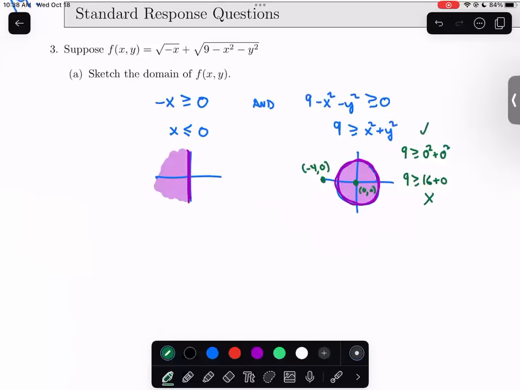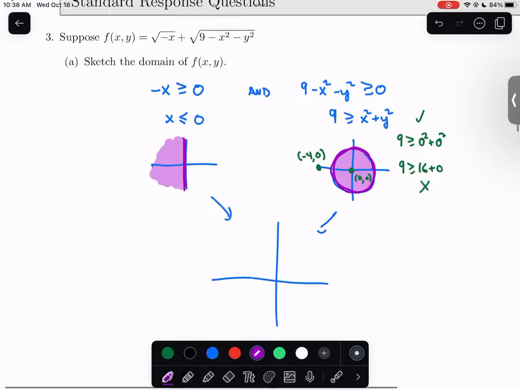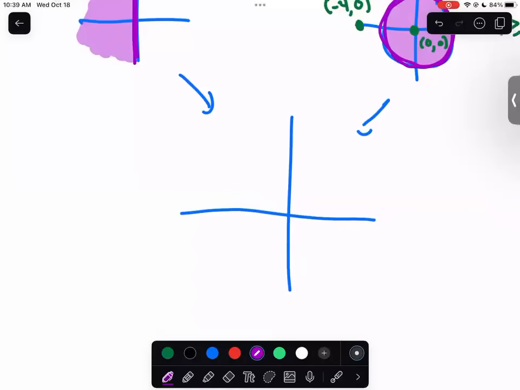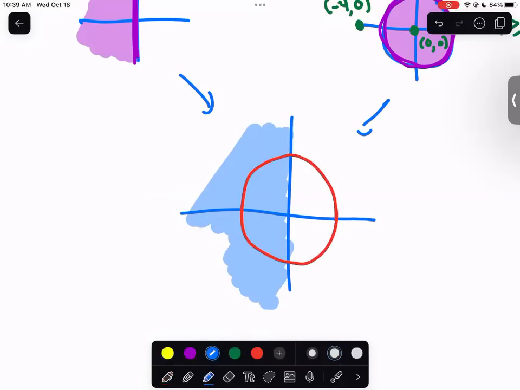If we want both of these things to be true, well, that means we need to be on the left half and inside of our circle. So when I think about these, one nice way is to shade them in different colors. So you could say, here's the left half, and I want to stay inside of this circle where both of these things are true.